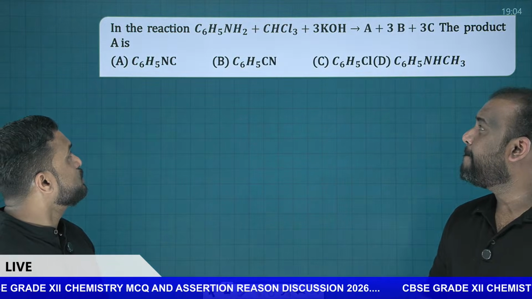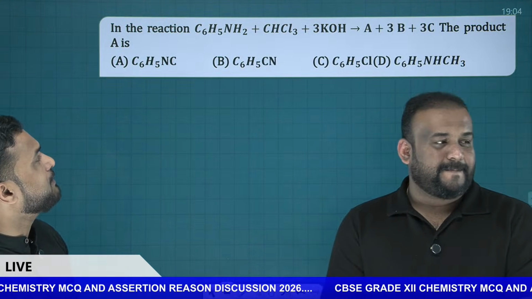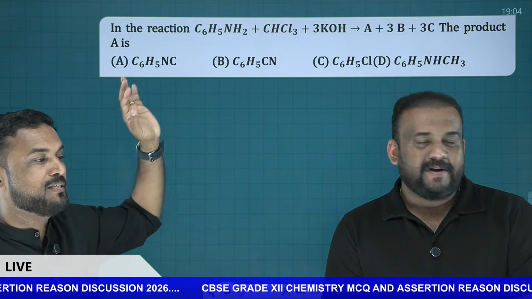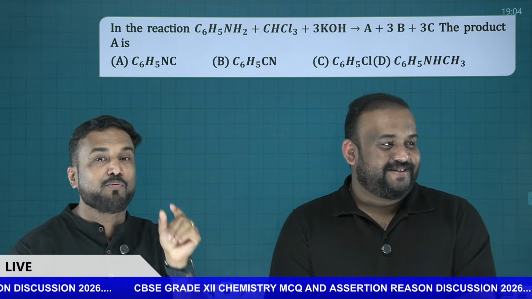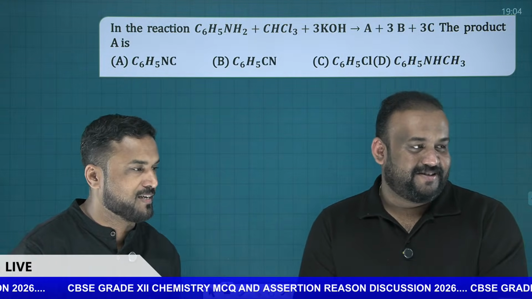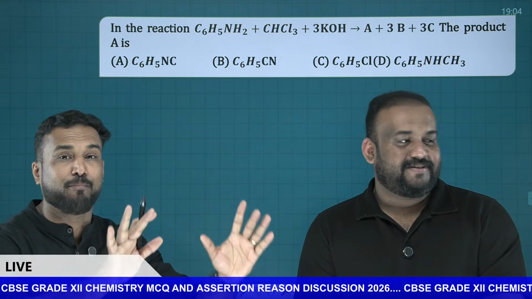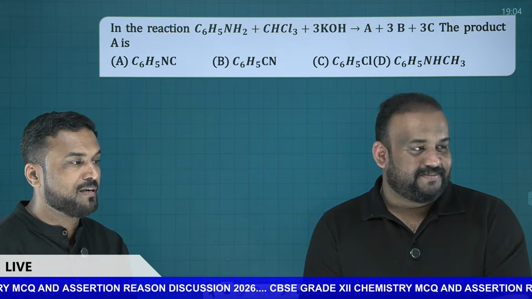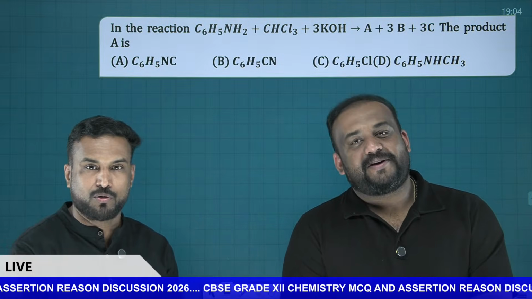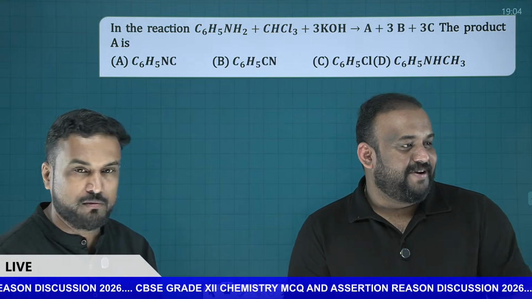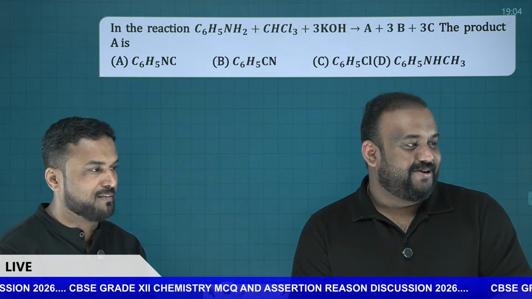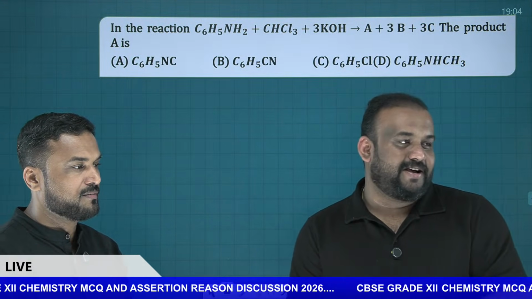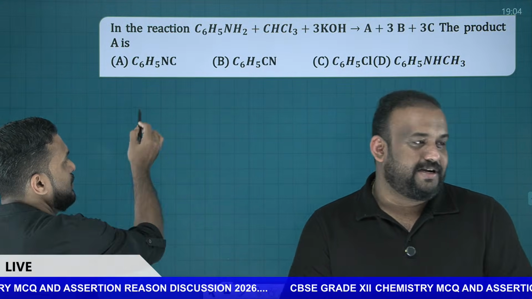Now in the next question, in the reaction C6H5NH2 plus CHCl3 plus 3 KOH gives... See, by seeing the reactant itself, you will get the idea which reaction they are asking. And this is again an important reaction, other than Hofmann's bromamide, a very important reaction. Probably everybody will answer. Option A, right. So this is the carbylamine reaction, and you are going to get isocyanide as the major product.